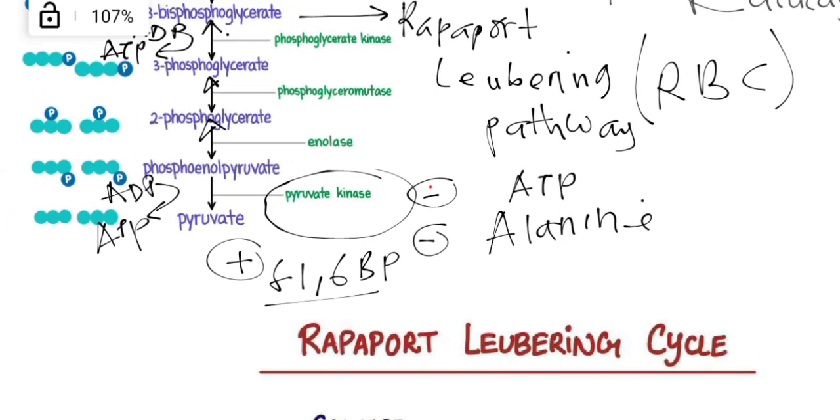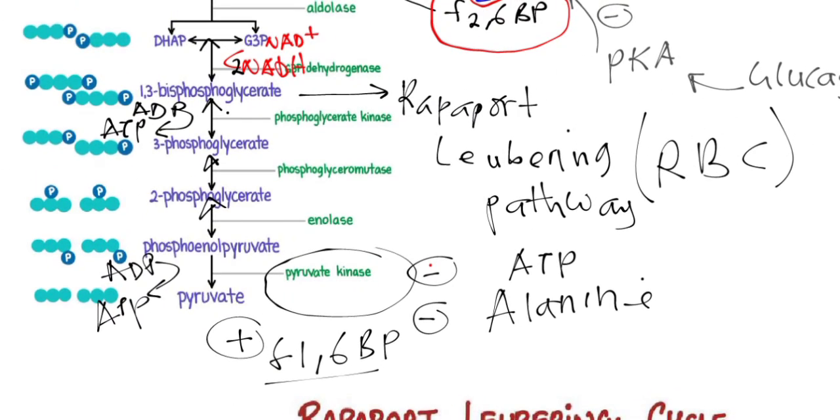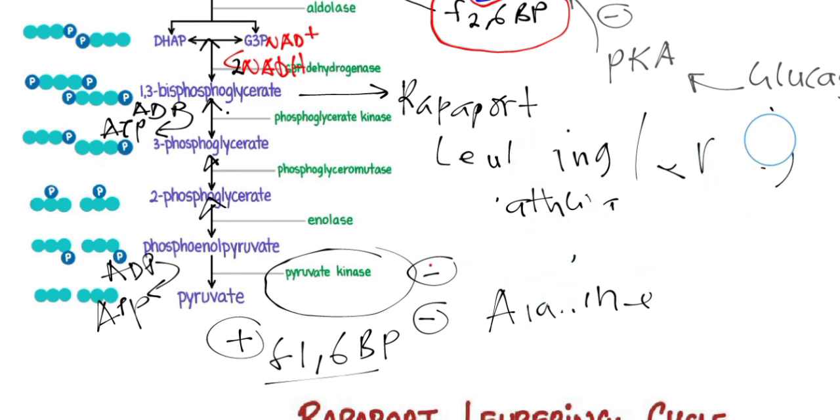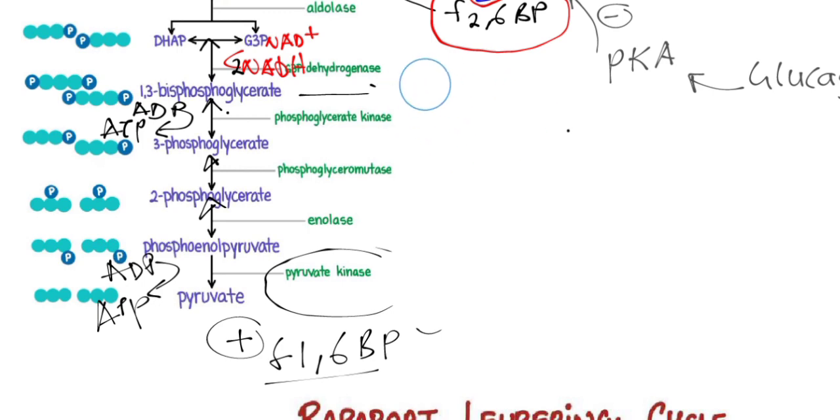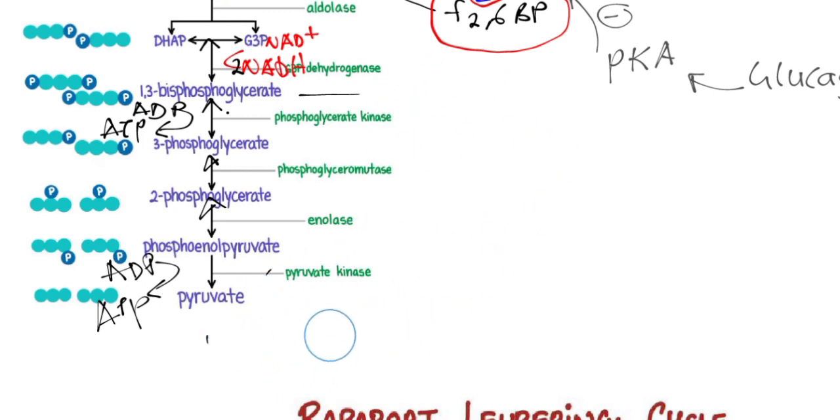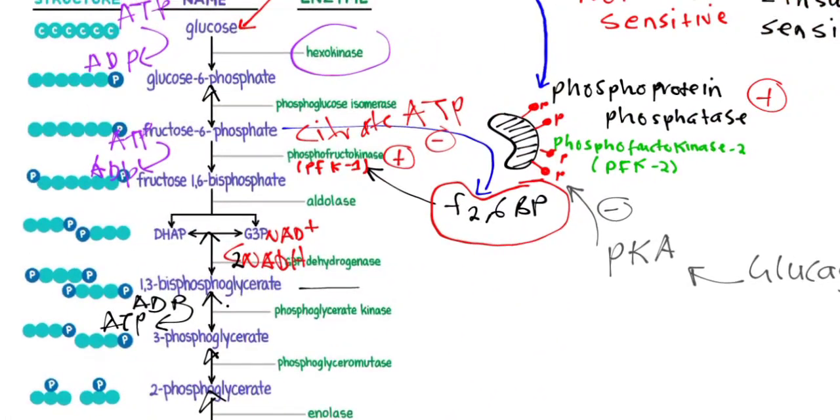Okay? Now, how many ATP are we producing from this pathway? That's the other question. How many ATP are we producing? So when you're calculating the amount of ATP, we need to know that at the beginning, we use 2 ATP in the first step and the third step.